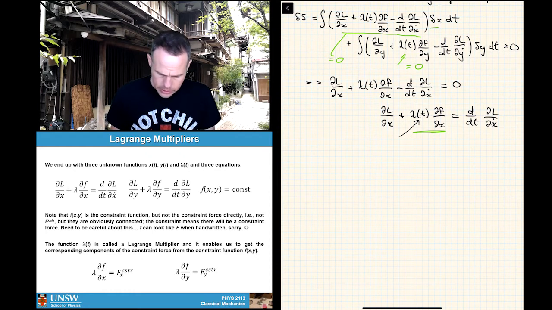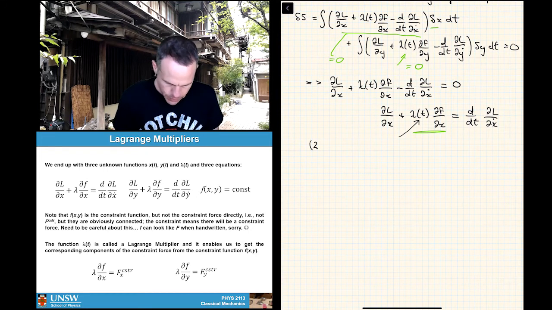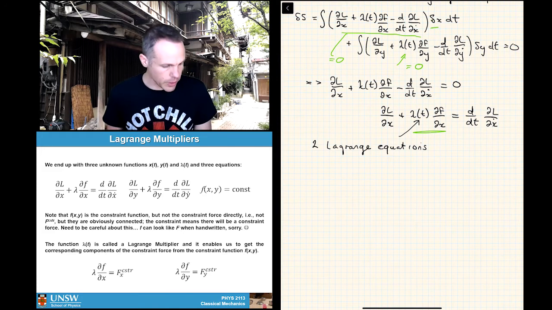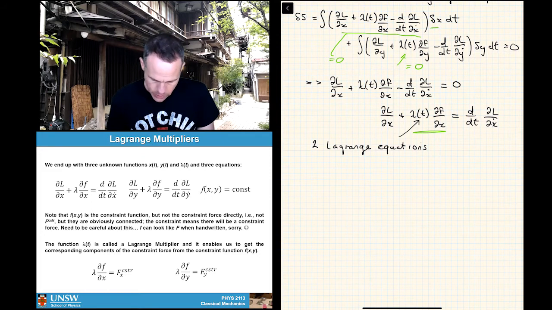What you'll notice is that we now have two Lagrange equations. Let me get rid of the circle so it's not confusing. We've got two Lagrange equations and two unknowns.